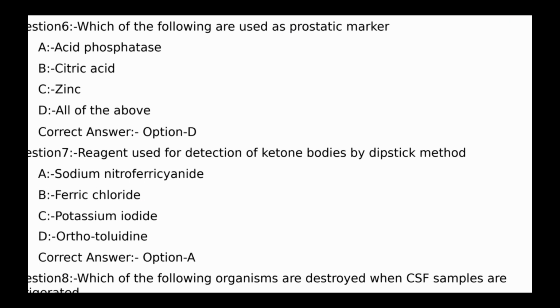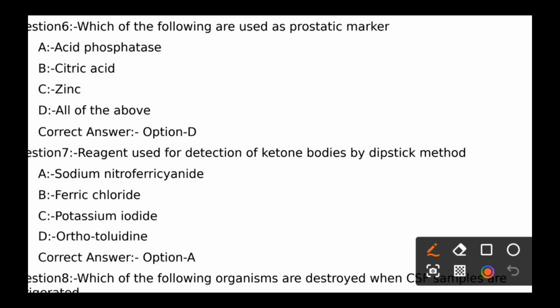Question number 6. Which of the following are used as prostatic marker? We have acid phosphatase, citric acid, zinc and option D all of the above. We know that a common or important prostatic marker is acid phosphatase or ACP. Along with ACP, citric acid and zinc are prostatic markers. So the right answer is option D all of the above.